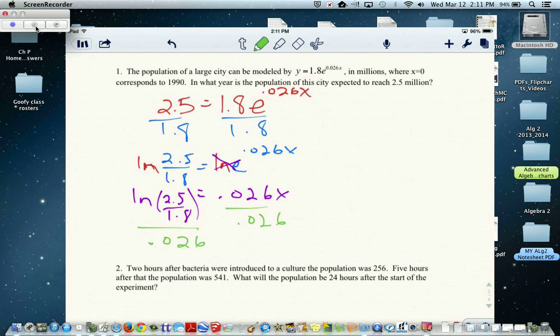And so when you do this, the x value turns out to be about 12.6 years. So from 1990 plus 12.6 would put us sometime in, I guess, 2002, we'll call it, sometime during 2002.